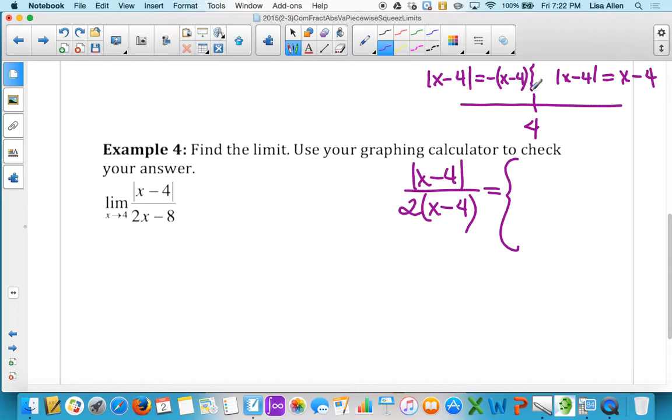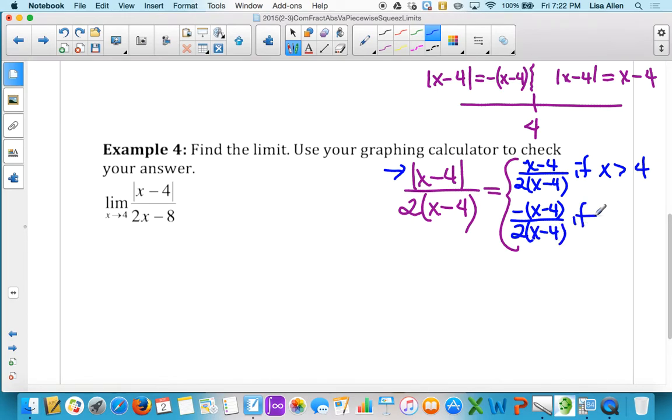So as we write out our absolute value, it's equal to x minus 4 over 2 times x minus 4 if x is greater than 4. We can't use 4. And it's equal to the opposite, the opposite of x minus 4 over 2 times x minus 4, if x is less than 4.